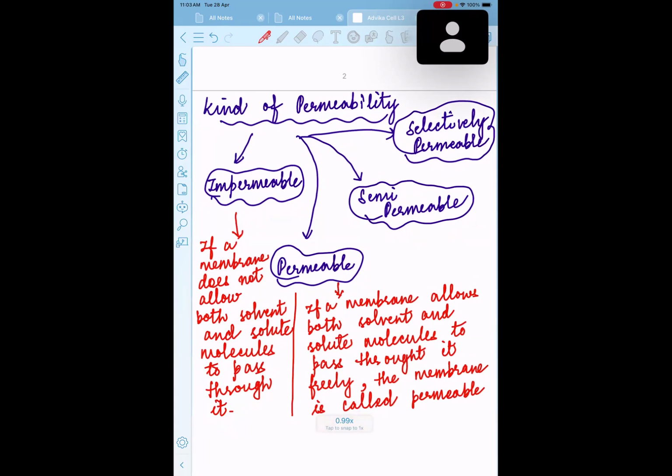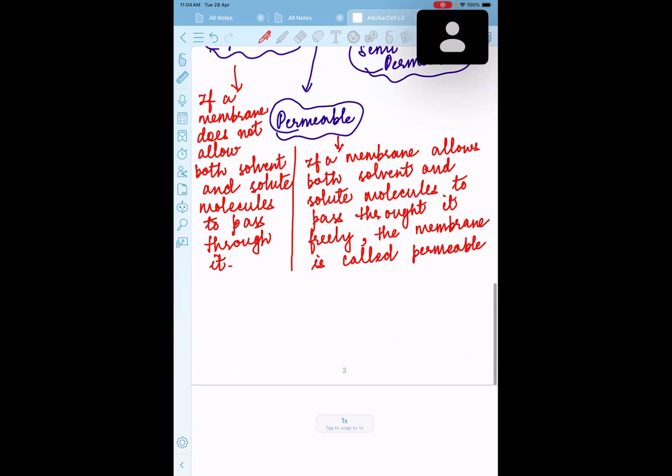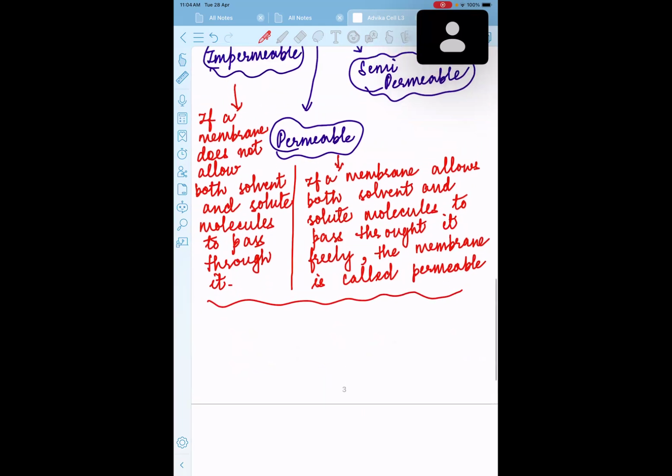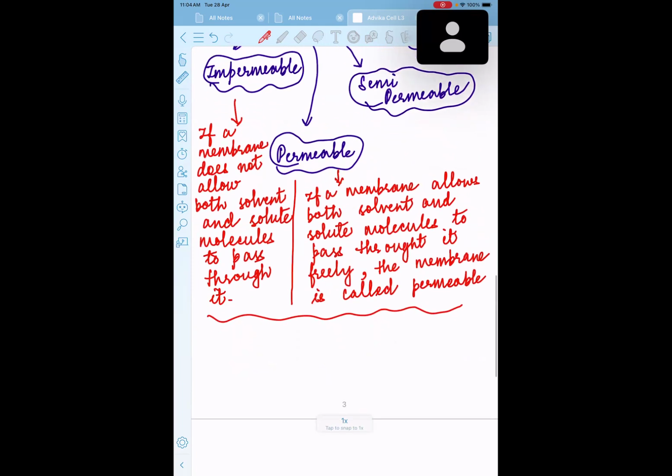Shall we go to the next one if it is clear? Yes, ma'am. Now the next one, which is semi-permeable and selectively permeable, I'll just write them here.